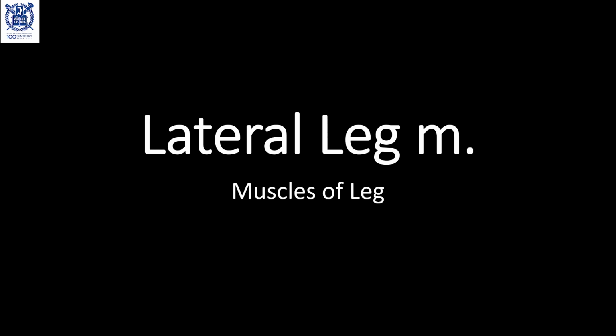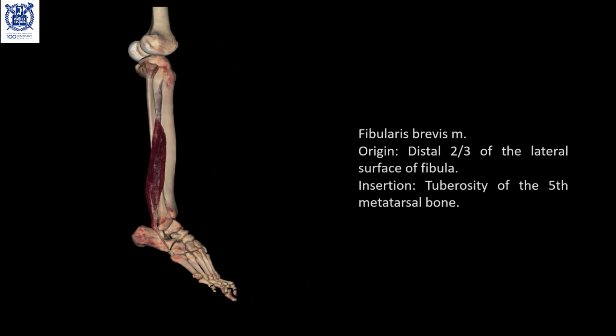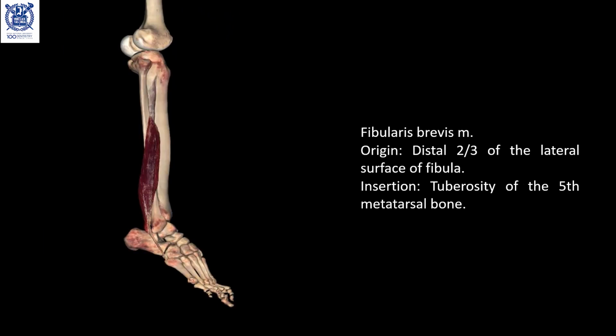The next is lateral leg muscles. The first one is Fibularis longus. Origin: head of fibula, proximal 2/3 of lateral surface of fibula. Insertion: medial cuneiform bone, and the first metatarsal bone. Fibularis brevis muscle. Origin: distal 2/3 of the lateral surface of fibula. Insertion: tuberosity of the fifth metatarsal bone.